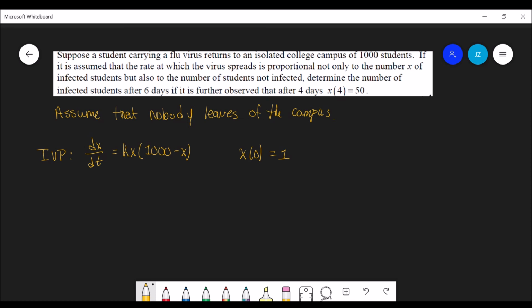So we now wish to solve this. So we're going to rewrite it. dx dt is equal to x times 1,000k minus kx. And again, x of 0 is equal to 1. Well, here we can now notice that a is 1,000k, b is k.